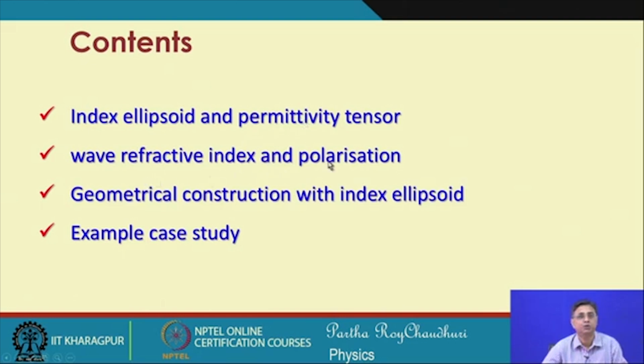Wave refractive index and polarization, these two properties we will again determine from the index ellipsoid geometry. So, for that we will analyze the geometrical construction, and then we will study an example case which will consolidate our idea and understanding about how we can use the index ellipsoid for the purpose of identifying the refractive indices, the direction of polarization, the direction of electric field vectors, and given the direction of propagation of the electromagnetic waves in an anisotropic medium.